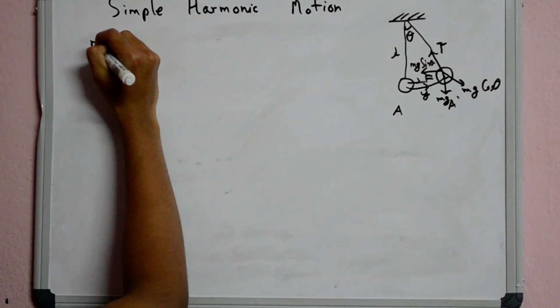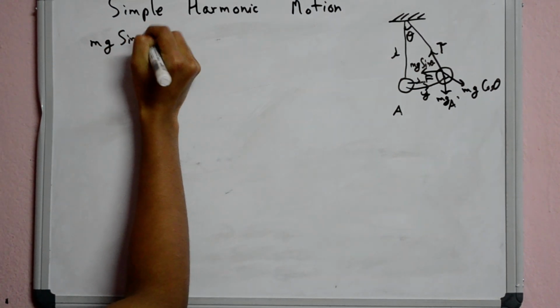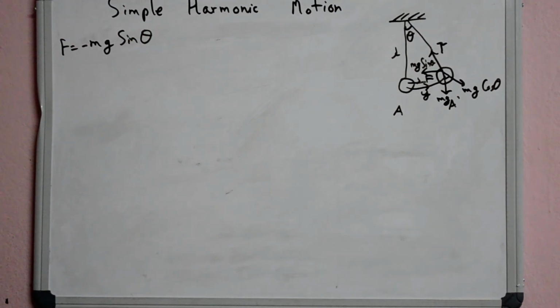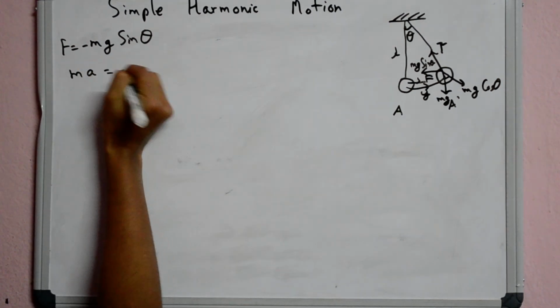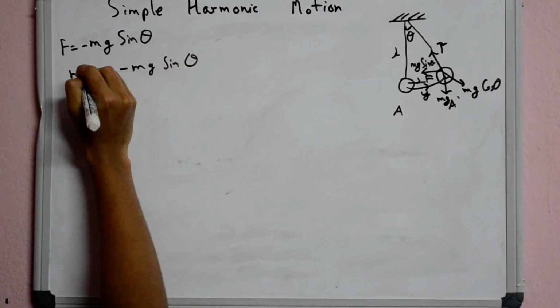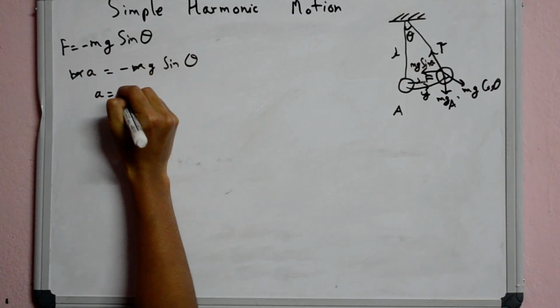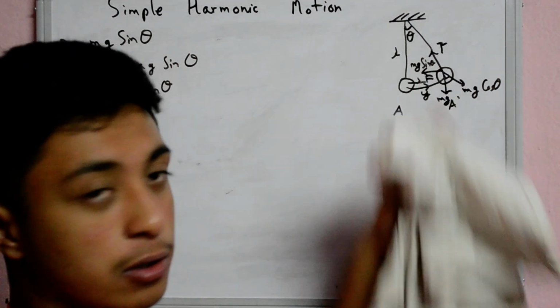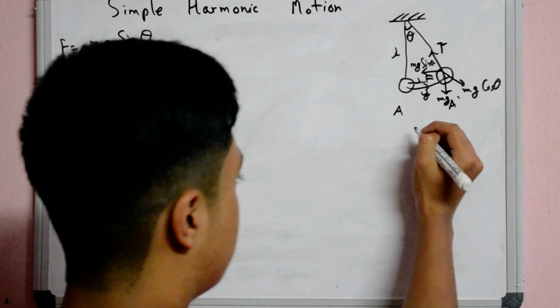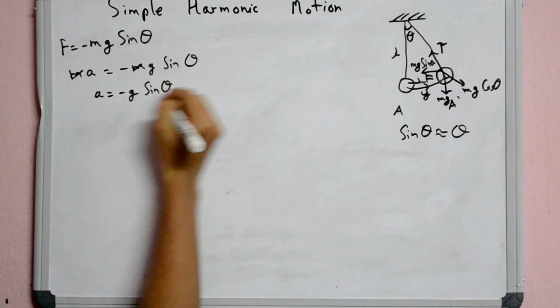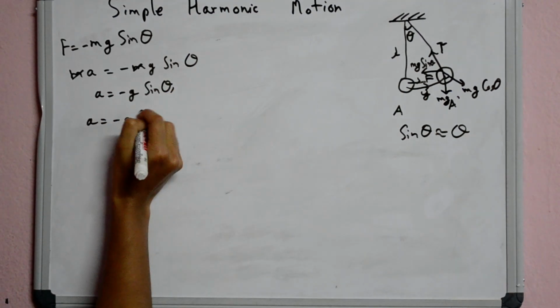So F is equal to minus mg sine theta, because they are acting in opposite directions. So mass into acceleration is equal to minus mg sine theta. Here we can cancel mass and mass. So acceleration equals minus g sine theta. Now let's say that this angle is very small, such that sine theta approaches just theta. So acceleration equals minus g theta.